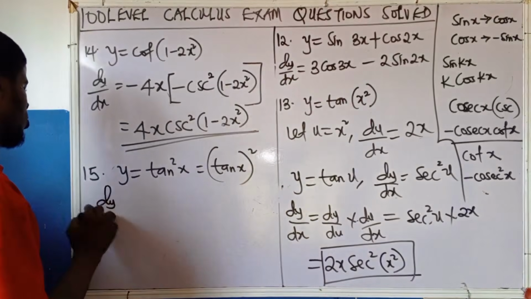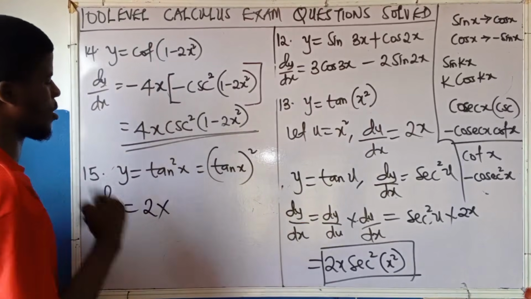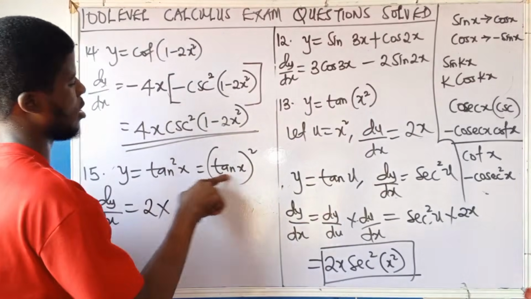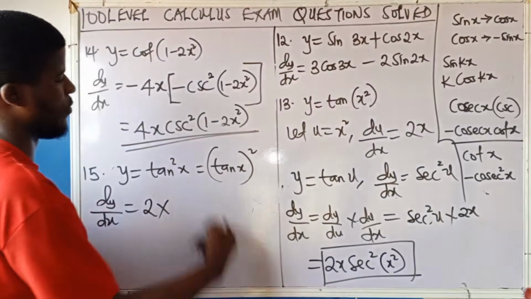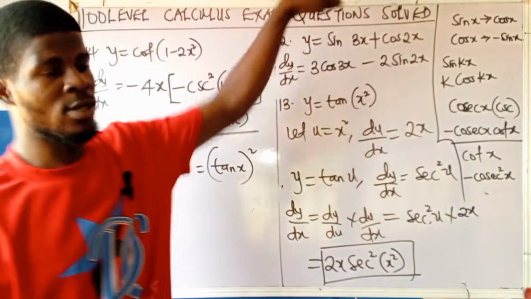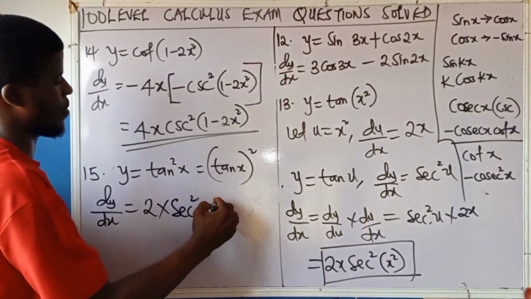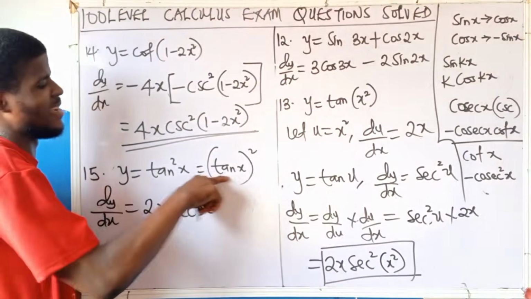I want to show you the shortcut to doing this now. This is 2, write it 2. Then differentiate the one inside. If you differentiate tan x, what will you get? You're going to get sec squared, right? So write the sec squared x. Then rewrite this one again.